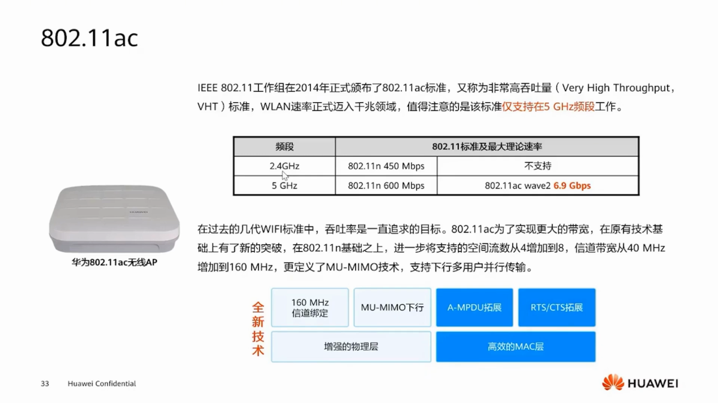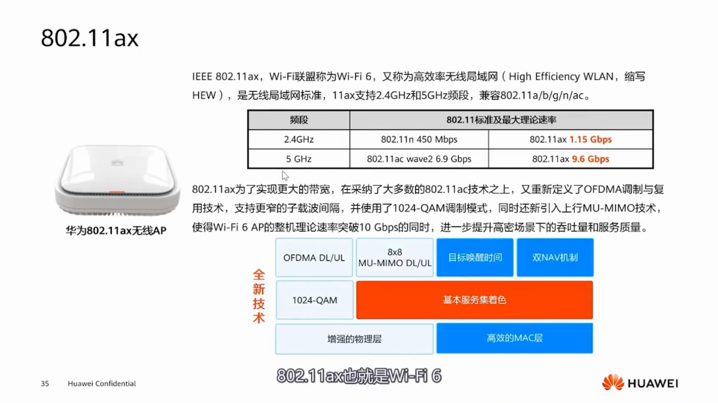802.11ax, also known as Wi-Fi 6. What changes does it bring? Firstly, Wi-Fi 6 supports both 2.4 GHz and 5 GHz bands, compatible with all lower networks. 2.4 GHz theoretical speed reaches up to 1.15 Gbps and 5 GHz up to 9.6 Gbps, with a focus on multi-user functionality in Wi-Fi 6.